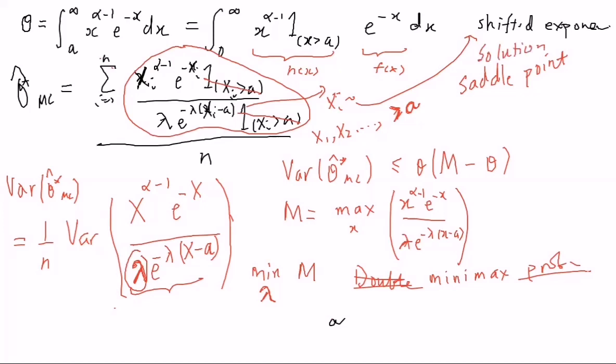The solution to a minimax problem is a saddle point. This function here is basically a function of x and lambda, so there are two parameters. It's like a mountain and valley kind of thing in 3 dimensions, where this is your function and these are your 2 variables. I'll show you what a saddle point looks like.